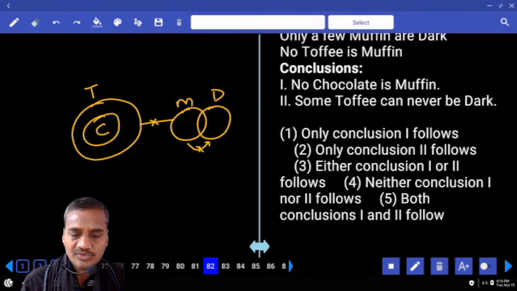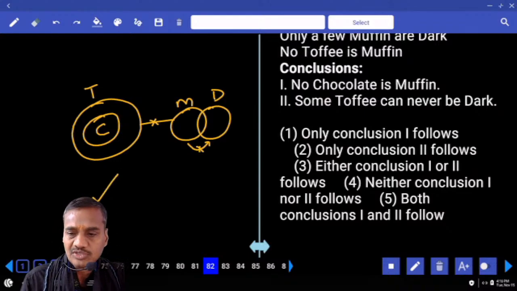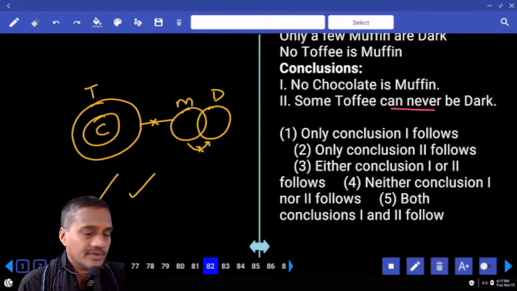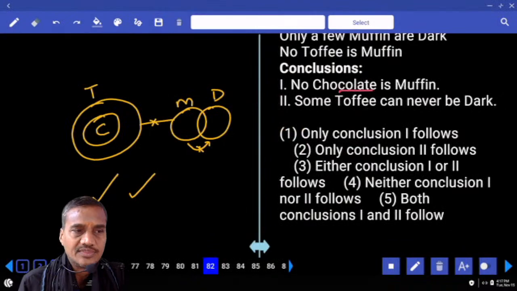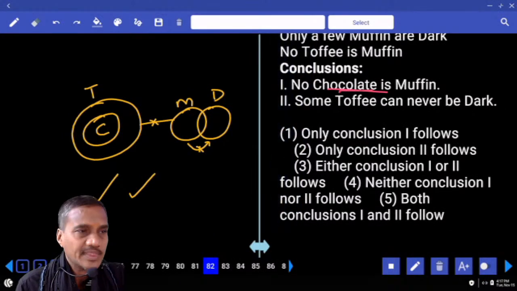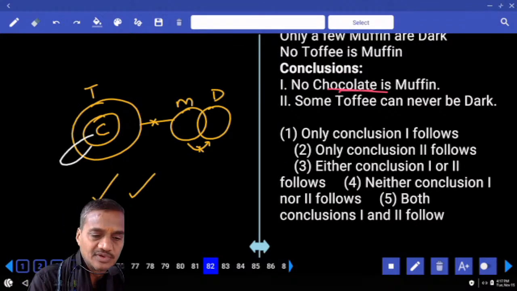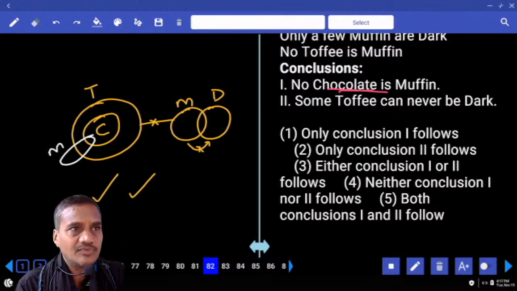No chocolate is muffin. Chocolate is here, muffin is here, definitely true. And some toffees can never be dark. That means some of these toffees can never be dark, and that is also true. Now, these two are negative conclusions that are true. To make them false at least once, we need to go for an alternate diagram. What is the complementary pair to this? No chocolate is muffin. Now we need to prove some of the chocolates are muffin. Chocolate and muffin should be written like this. Then only this conclusion will be false.